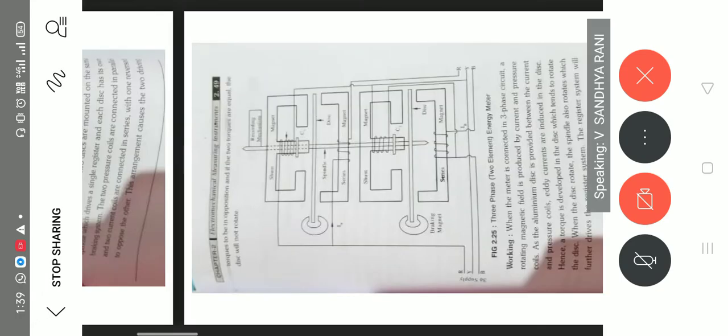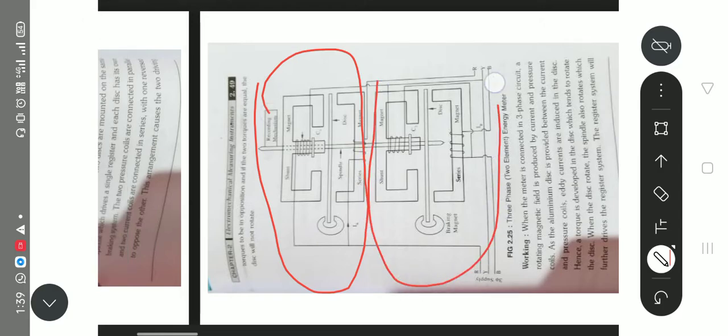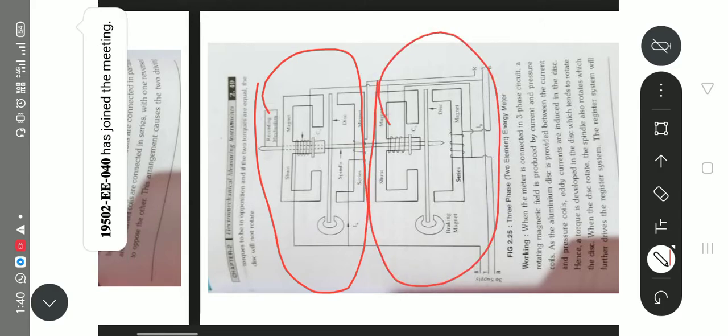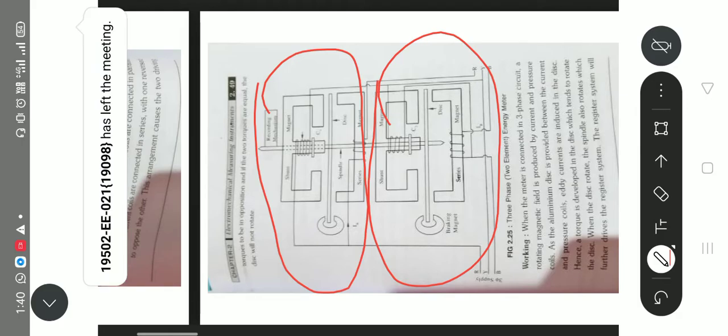Once again I will tell, here two single phase energy meters are connected. This is one energy meter, another one is this one. Here two shunt magnets and two series magnets are there. The shunt magnets are connected with the pressure coil on the center limb. These two are in parallel with the load.